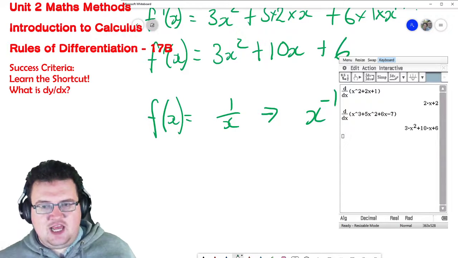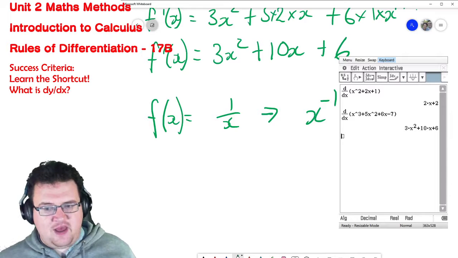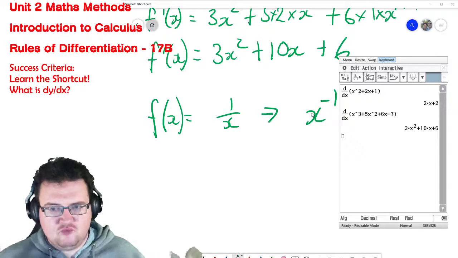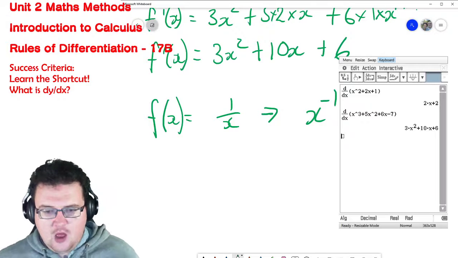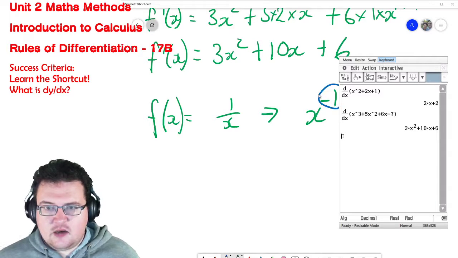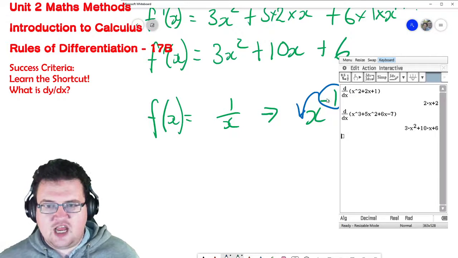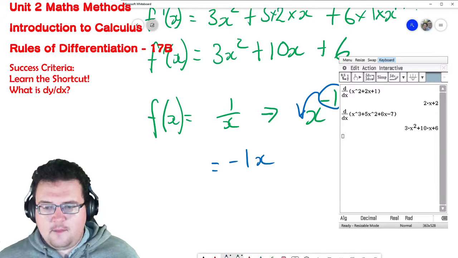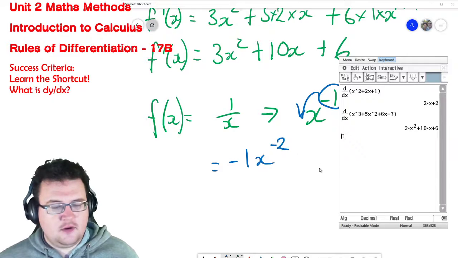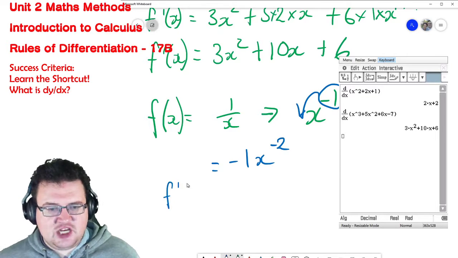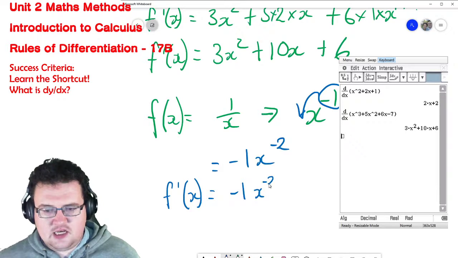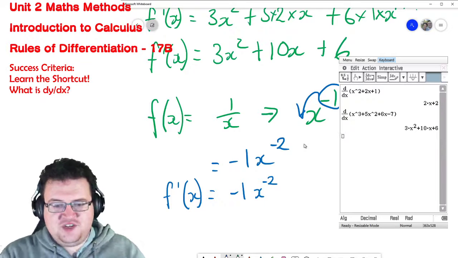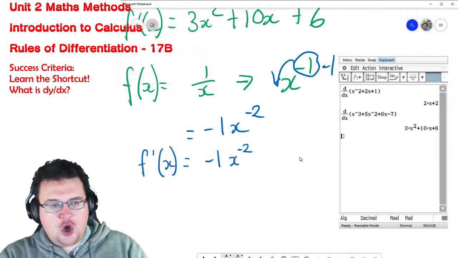And what that means then is, because I now have x to the power, I can do the same thing with the rule that I have been doing this entire time. I can take that, whack it down the front, and then subtract 1 from the power. So if I take -1, put it down the front, I have -1x. -1 minus 1 is -2. That means that f dash x is equal to -1 x to the -2, which then I can turn back.